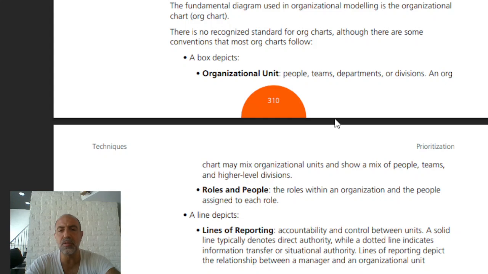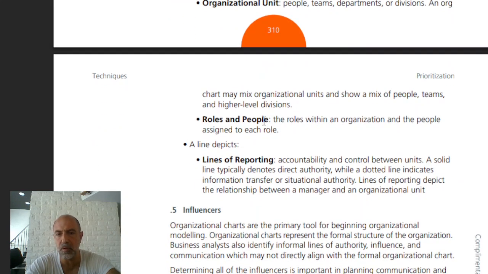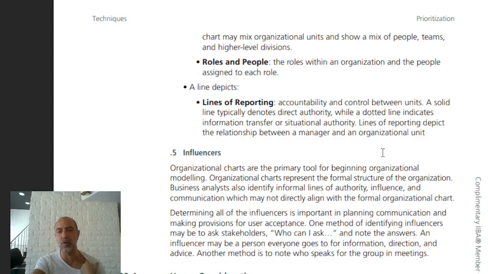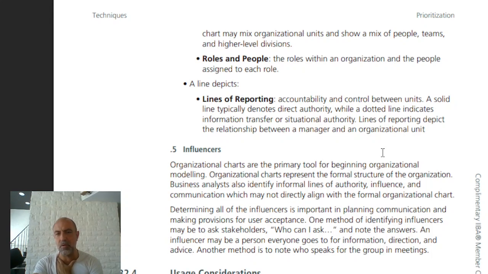Okay. So an organization unit has people, teams, departments, and divisions. A chart may mix organizational units and show a mix of people, teams, and higher level divisions. Roles and people, the roles within the organization and the people assigned to each role. A line depicts lines of reporting, accountability, and control between units. A solid line typically denotes direct authority, while a dotted line indicates information transfer.